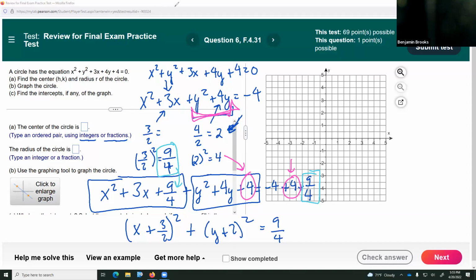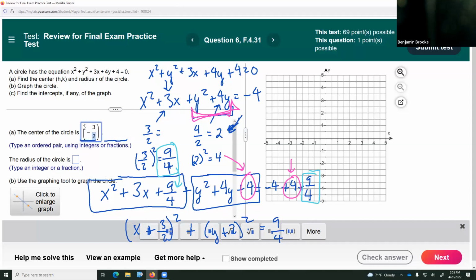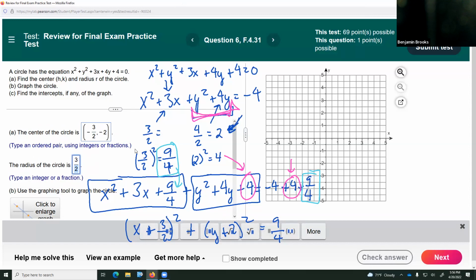All right, so let's answer the questions. The first thing we're told is, what is the center? The center of the equation ends up being negative 3 over 2, negative 2. All of our values were positive, so when we actually input them, they need to be negative. Then for the radius of the circle, we plug in the square root of 9 over 4. Well, we kind of know what that is. It's 3 over 2. Square root of 9 is 3, square root of 4 is 2.